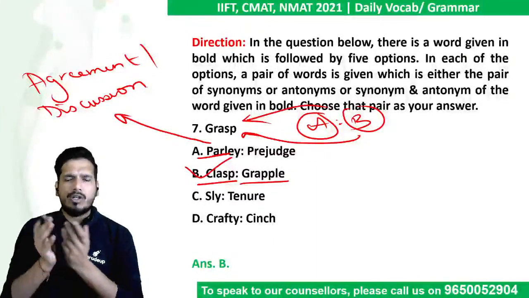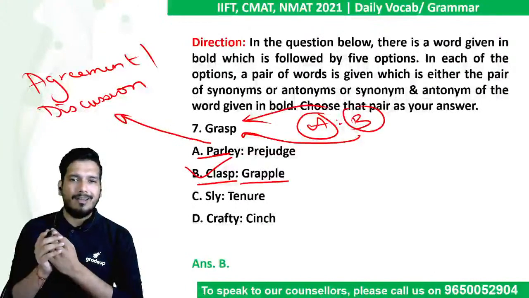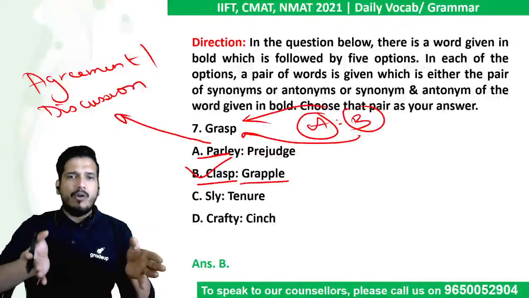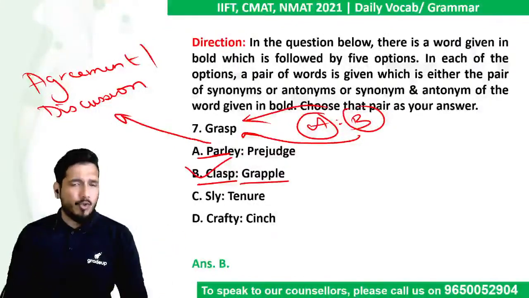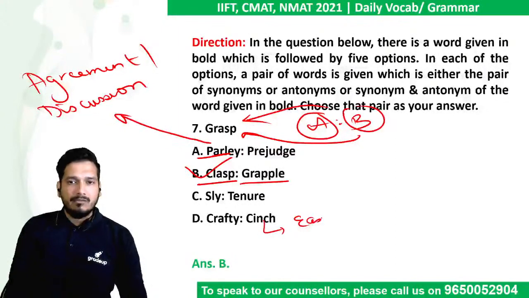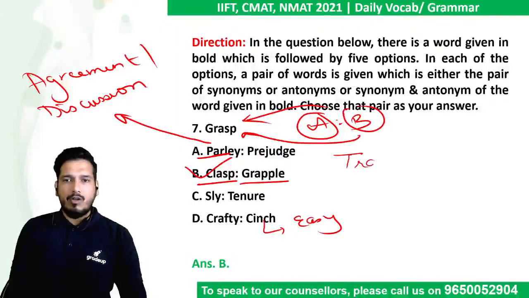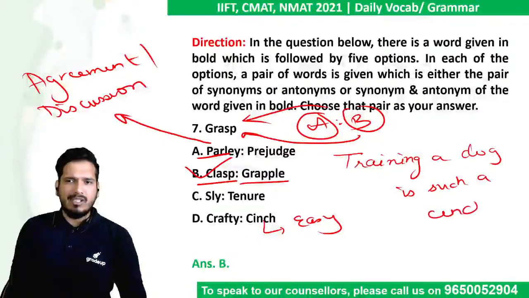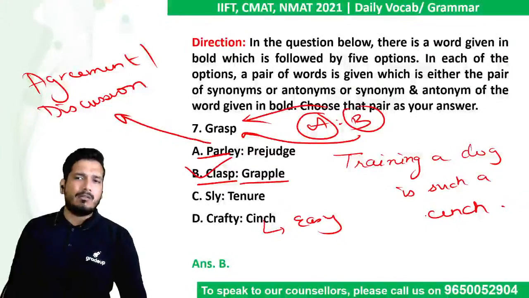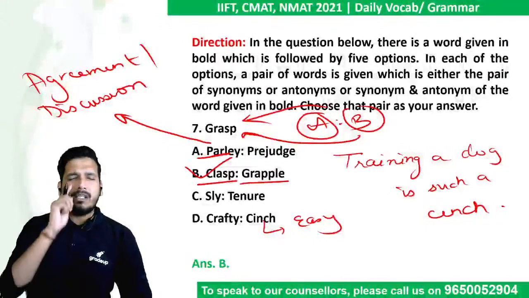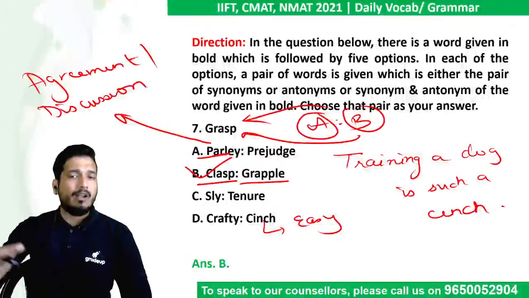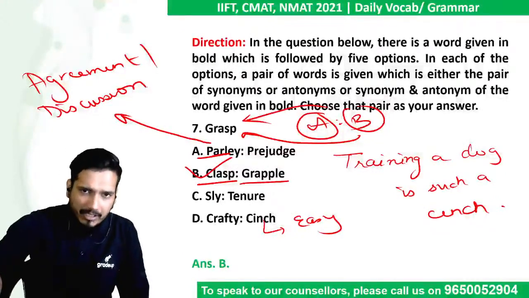See, sly is to tenure. Sly means crafty, right? Shrewd. Tenure is the period of someone's job or of someone holding a position. Crafty means crafty, shrewd. Cinch means easy. So I can say that training a dog is such a cinch. Cinch is a noun, and cinch means that it's quite easy, right? It also has another meaning. It means the saddle of the horse. Okay. All right. Next question.